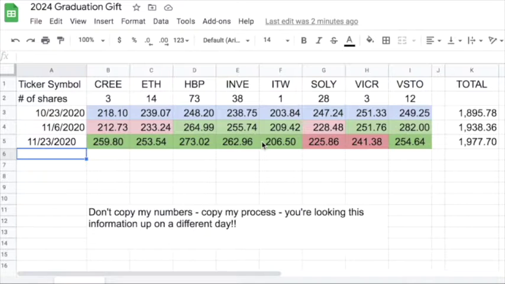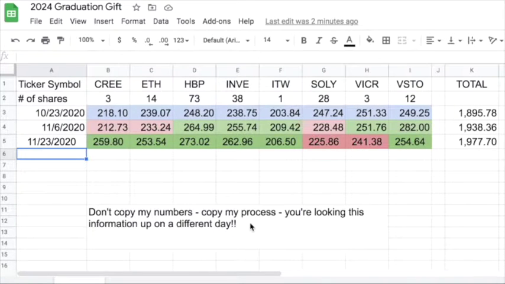One of the assignments you need to finish before the holiday begins is you need to update the 2024 investment incentive assignment. You're going to need to put information in for row 6. Some of you never finished row 5. We'll talk about that at the end. Note here, don't copy my numbers, copy my process.